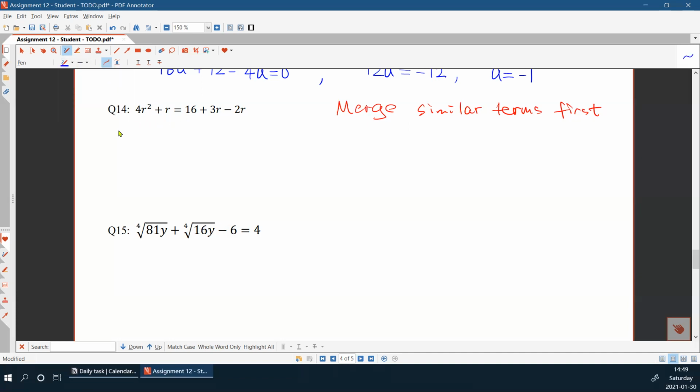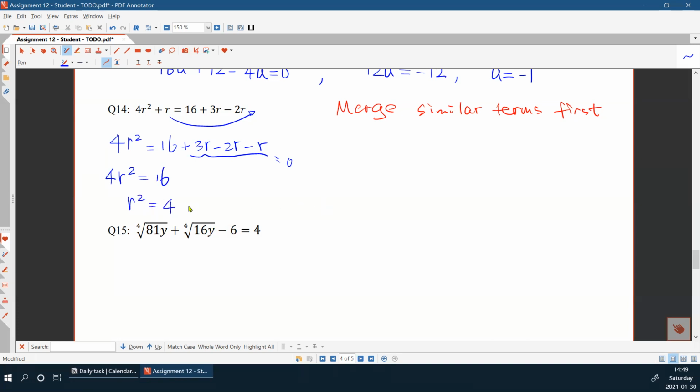Okay, this means we can move the r to the right-hand side of the equation. This gives us 4r squared equals 16 plus 3r minus 2r minus r, right? 3r minus 2r minus r is actually 0. Okay, so this is great. We have 4r squared equals 16. Okay, this means r squared is 4. Okay, again, r squared is 4.